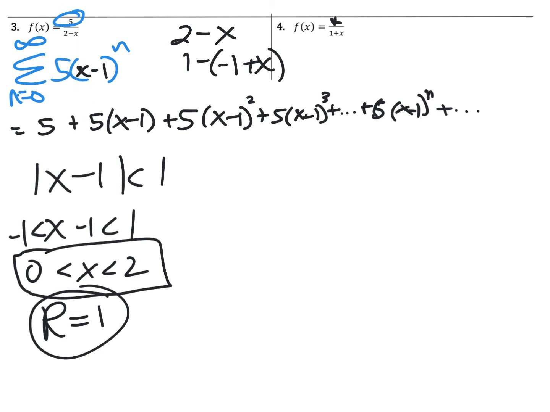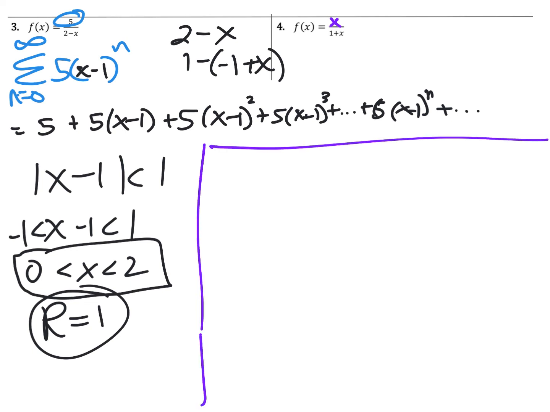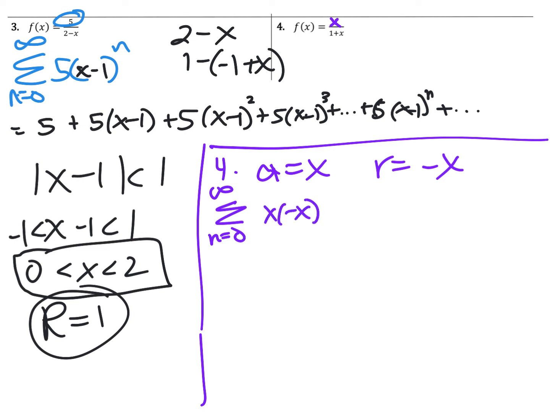Actually, I can't make up my mind. I'm going to change number 4 to have an x in the numerator. So I'm going to rewrite this as x over 1 plus x. And I'm going to do my work for number 4 down here. Now, a is equal to x, and r is equal to -x. That means that we have the sum from n equals 0 to infinity of x times -x to the power of n. And yes, you could simplify this. This is the same thing as the sum from n equals 0 to infinity of -x to the n plus 1, since this has a power. You don't have to simplify it in that way, but you can.